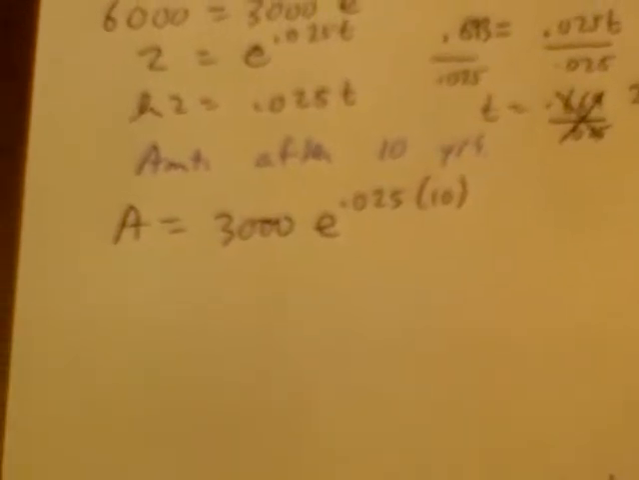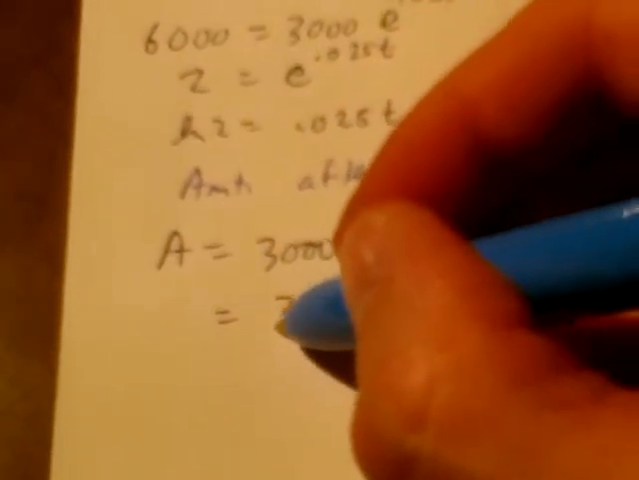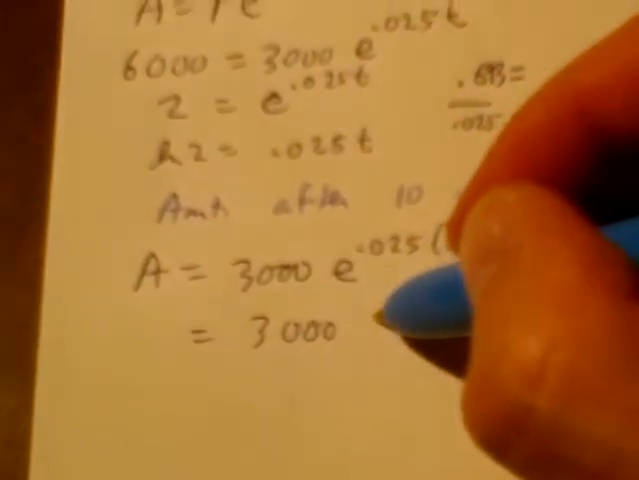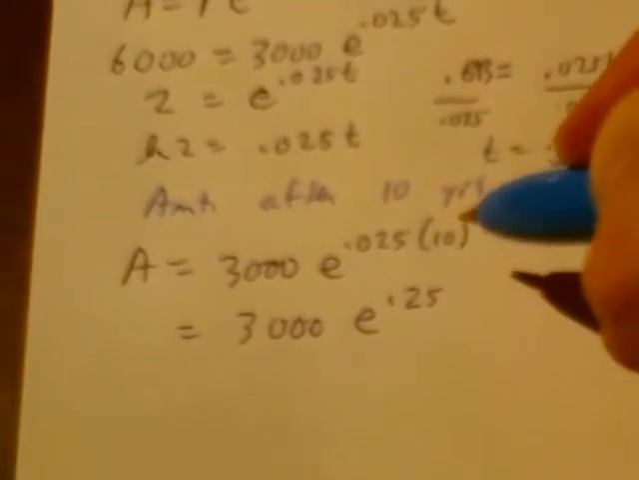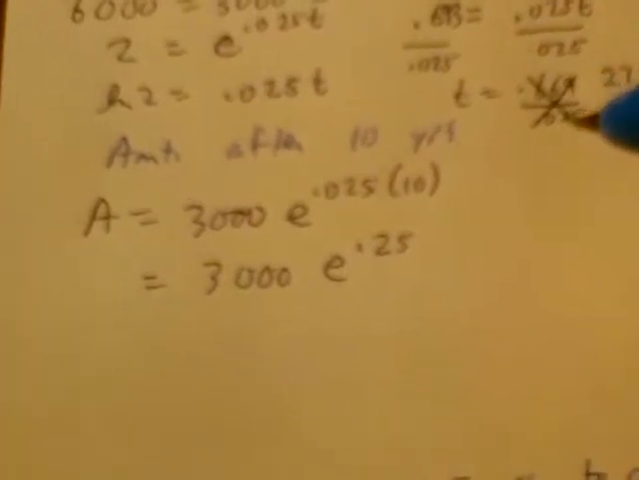I certainly don't need my calculator for that. So equals 3,000 times e to the 0.25. And then we go to find e to the 0.25. So I have second e, 0.25, enter. It'd be helpful if my calculator was on. So we have e to the 0.25, enter, which is 1.28.